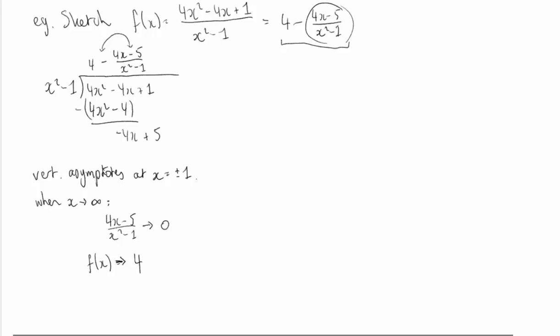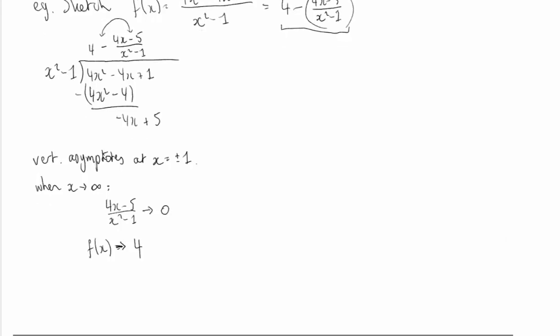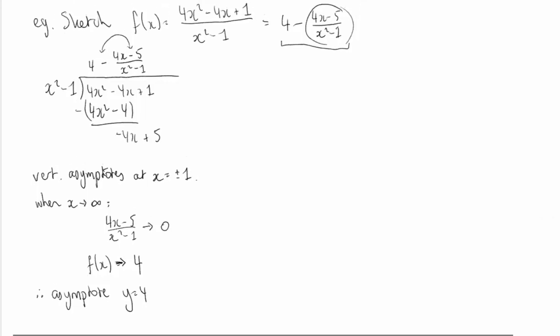Okay. So because f of x is approaching 4, that means that our asymptote will be y equals 4. It's approaching f of x being 4, so y is 4. We could also consider negative infinity, but you would see the exact same behavior again, so I'm not going to waste time by showing that here.